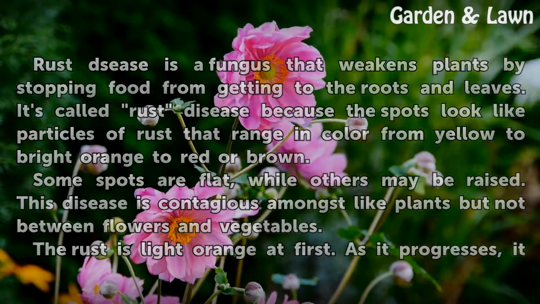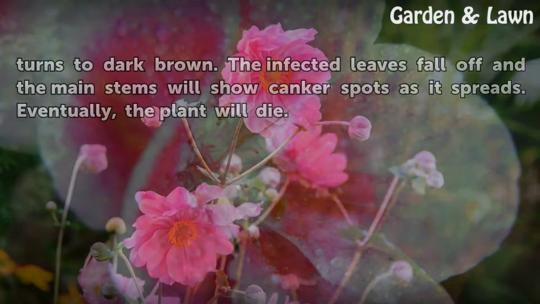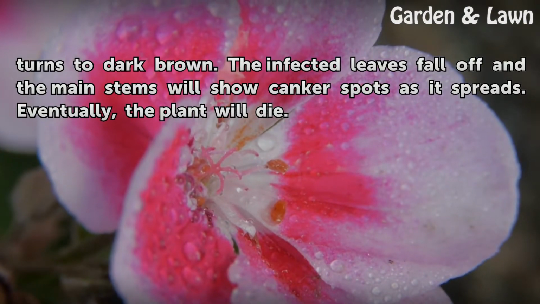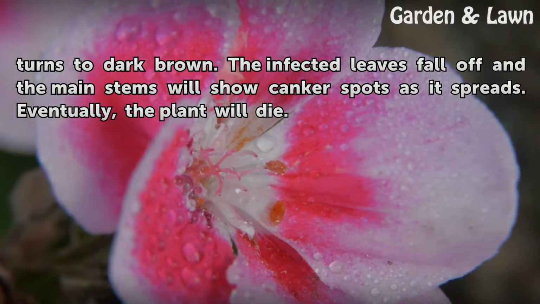The rust is light orange at first. As it progresses, it turns to dark brown. The infected leaves fall off and the main stems will show canker spots as it spreads. Eventually, the plant will die.